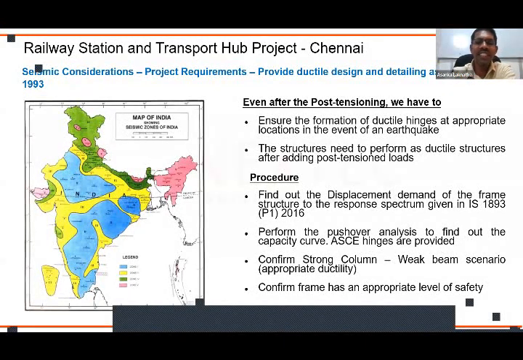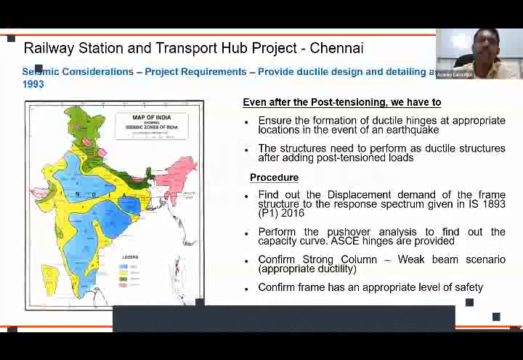Moving from this detailed presentation and discussion about the design of post tension moment resisting frame building structures from Malit, I would like to draw your attention to the requirement we had for the Chennai Railway Station and Transport Hub project, that is the seismic consideration given by the client. As per the project, we have to provide ductile design, that our design after the post-tension work should be ductile, and the detailing should be done as per IS 13920. IS 13920 gives detailing rules and some guidance, as Malit explained in previous slides.